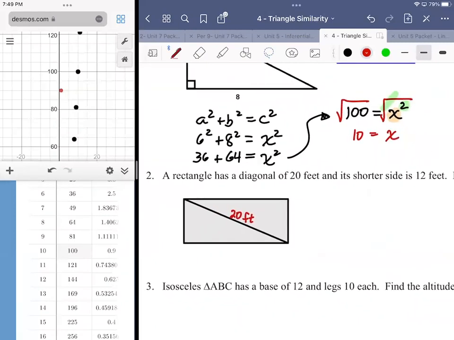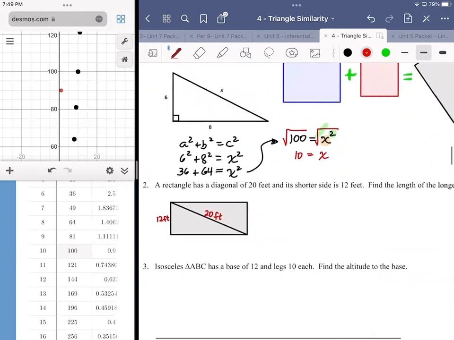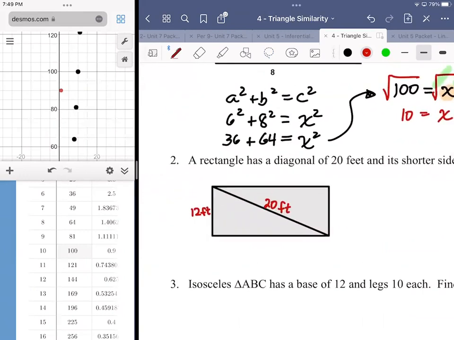The length of the shorter side is 12 feet. The shorter side is the one that looks short. You drew the rectangle with a particular orientation, and whatever you drew to be the shorter side is the shorter side. We need to find the length of the longer side. So we're going to look for this side here. We could just throw an X on that. Now, all of the angles of a rectangle are right angles. They're all 90-degree angles. So by drawing the diagonal, we've created a right triangle.